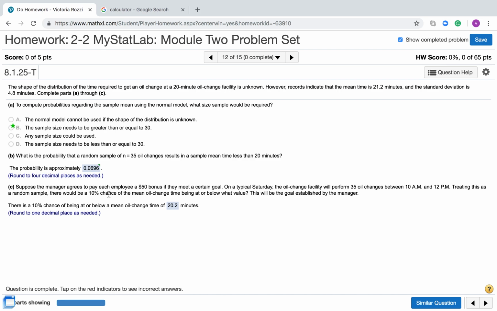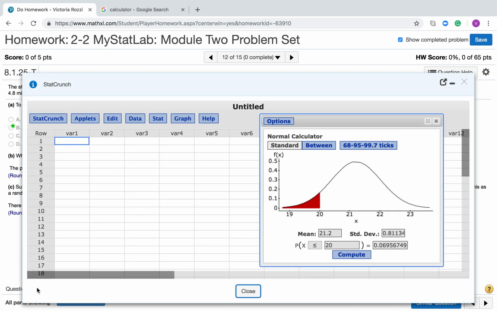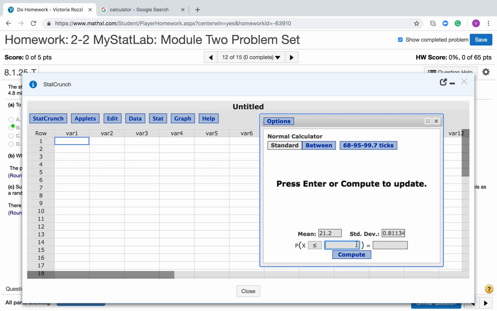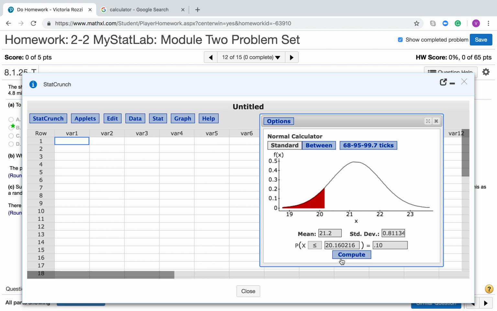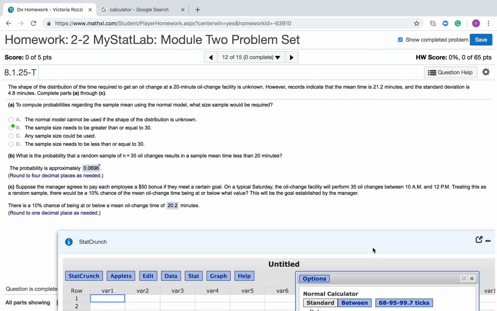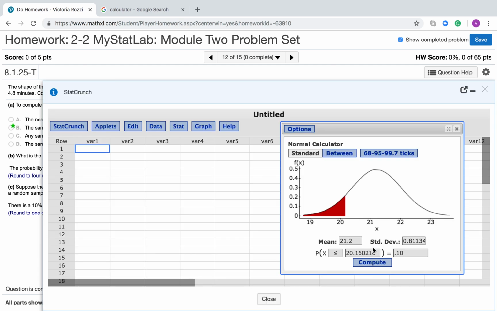that a person would actually get this. So what we're going to do is go back to our normal distribution. We're not going to touch our mean and standard deviation because we're still dealing with a sample size of 35. We're going to get rid of this 20 that we entered, and instead we're going to put in our 10% here. So I want at or below, so less than or equal to 0.10, and press compute. So the value that would make this have a 10% probability would be 20.160216. And let's see what they got here. They're rounding, I believe, to 1 decimal place. So 20.2, because next to this 1 there is a 6.